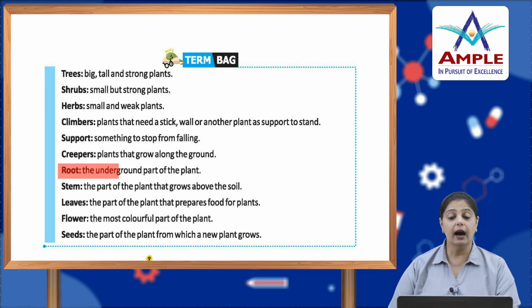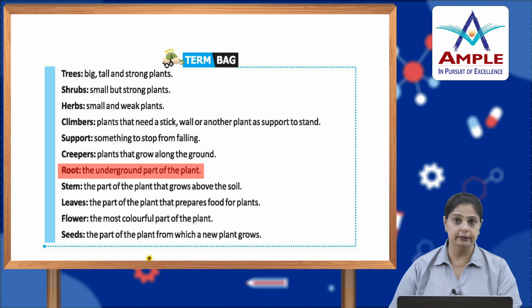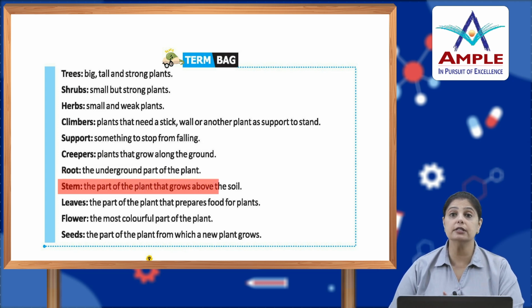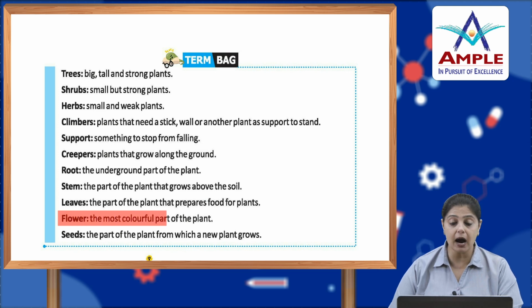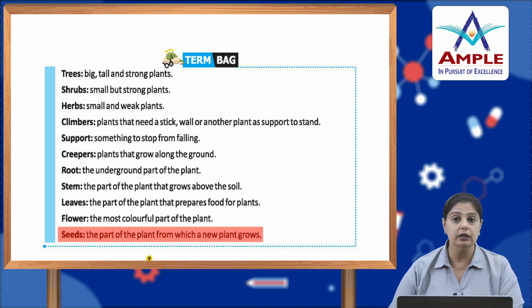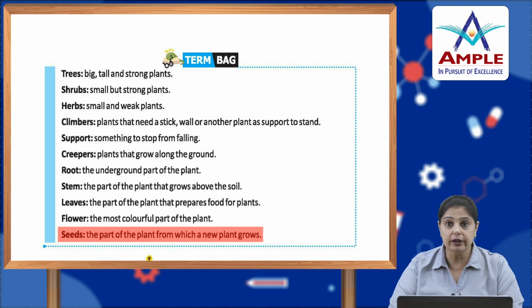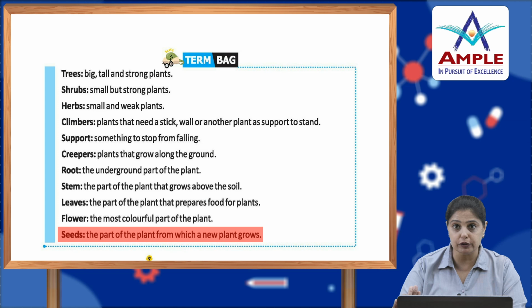Root, the underground part of the plant. Stem is the part of the plant that grows above the soil. Leaves are the part of the plant that prepares food for the plant. And flower, they are the most colorful part of the plant. Seeds are the part of the plant from which a new plant grows. So, I am sure children, now when you look at a plant, you will be able to understand the different parts of it, okay.